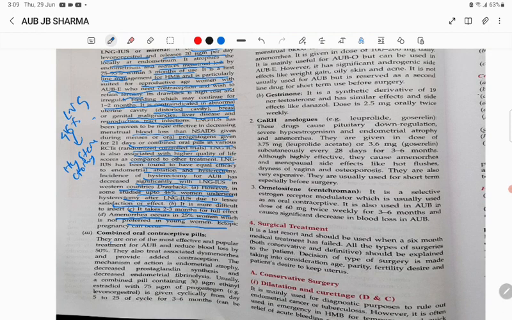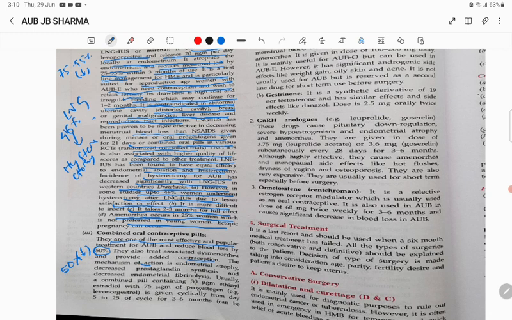Combined oral contraceptives are one of the most effective and popular treatments of AUB. They reduce blood loss by 50%, with reports of 75 to 95% reduction. They also treat associated dysmenorrhea and provide added contraception.